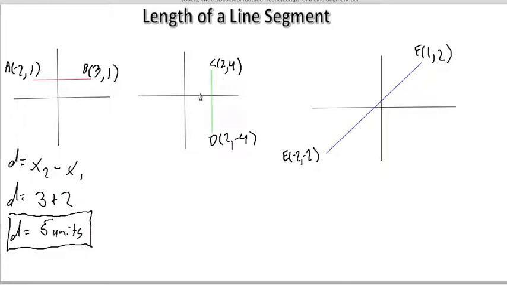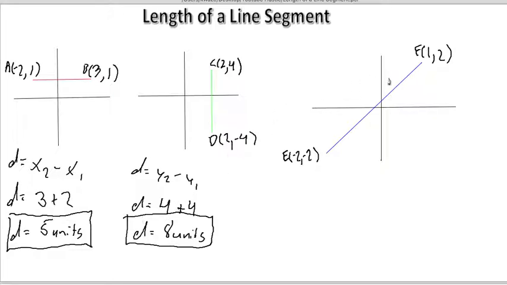Alright, so next one. It's going to be the same process kind of, but this time the x values don't change. Only the y values change. So we only have to consider the y value. So distance equals y2 minus y1. Again, we want to use the bigger number. 4 minus minus 4 is plus 4. Distance equals 8 units. Never forget units, fam.